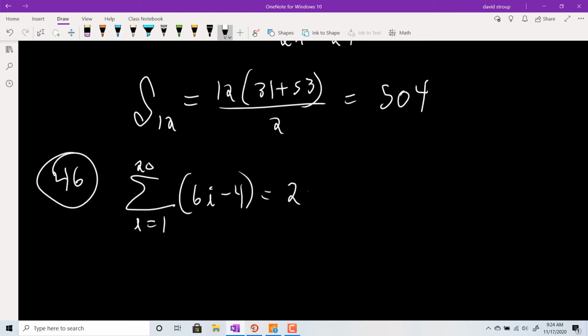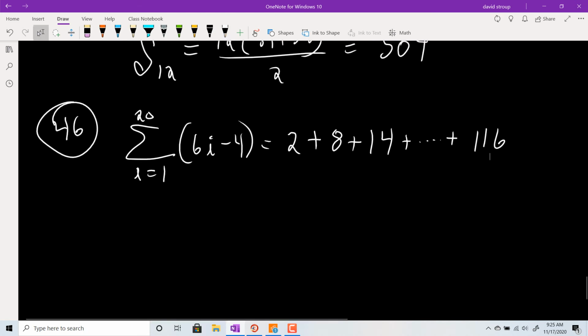When i is 2, you'll have 12 minus 4, which is 8. When i is 3, you'll have 18 minus 4, which is 14. And then on and on up to 20. 6 times 20 is 120, minus 4 is 116.